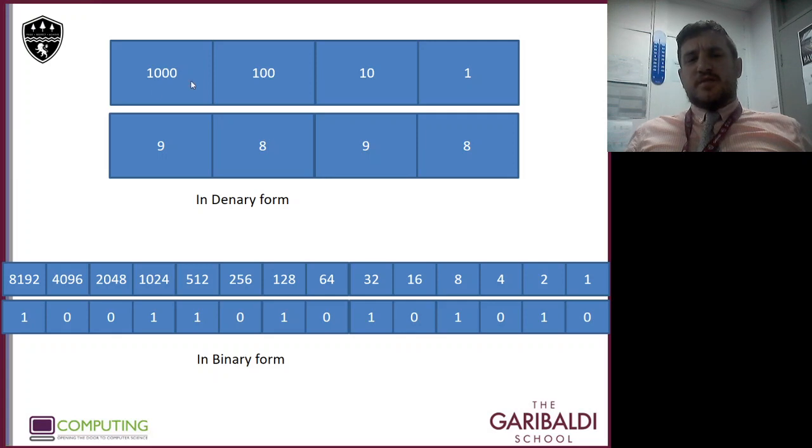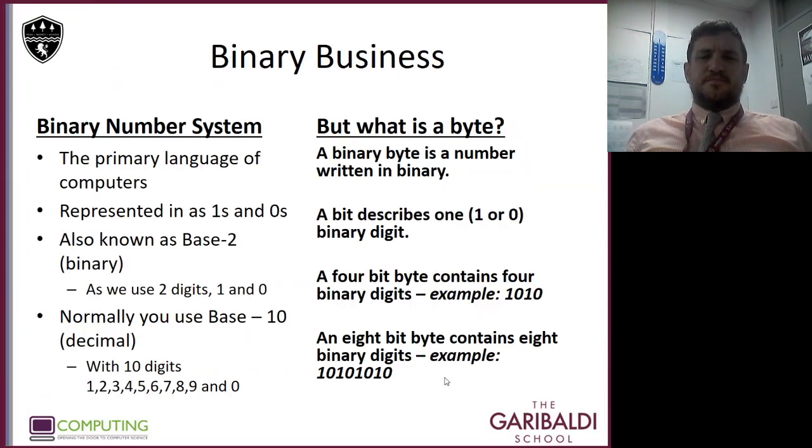Before we can do this, we want to go through a little bit of an explanation about what number systems are and the difference between binary and decimal. So, binary business. The binary number system is the primary language of computers. It's represented as ones and zeros. People often ask me, how can a computer understand a 1 and a 0, but not understand the numbers that we use every day?